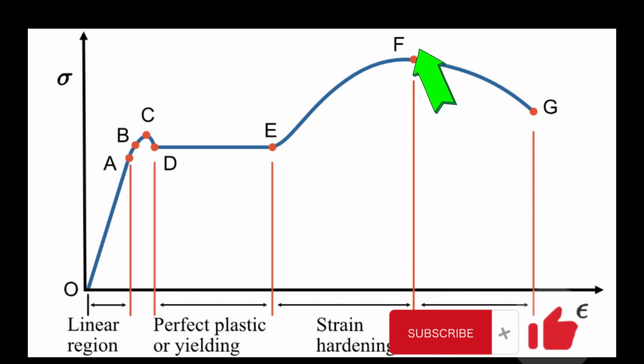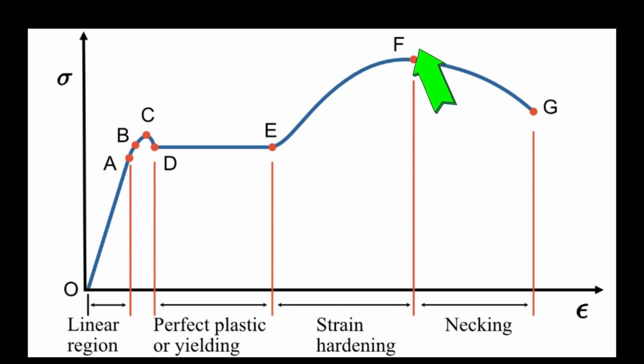Point F indicates the ultimate stress point, also referred to as the ultimate tensile strength, which is the maximum stress that a material can withstand before it fails or breaks. It represents the peak point on the stress-strain curve, beyond which the material experiences necking, localized contraction, and subsequent failure.